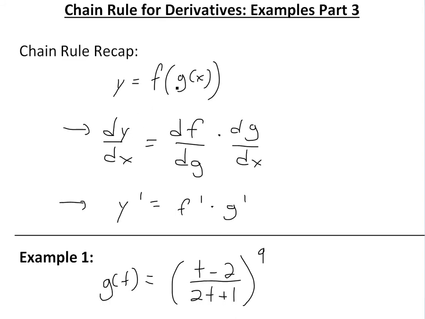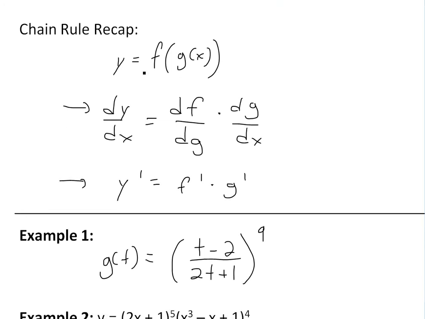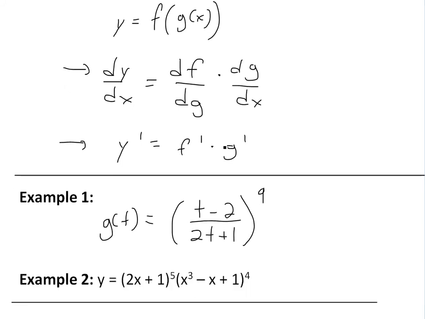Basically, if you have a function within a function like y equals f of g of x, then the derivative dy over dx is just going to equal the derivative of the outer function, f, in terms of g, the inner function, multiplied by the derivative of the inner function in terms of x, or whatever it was inside the g of x. Or in other words, y prime is equal to f prime times g prime.